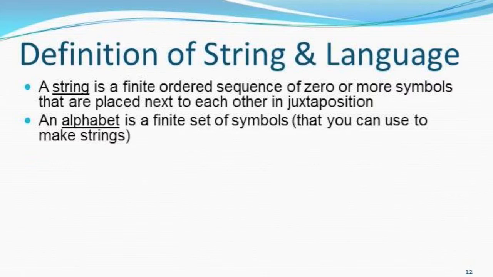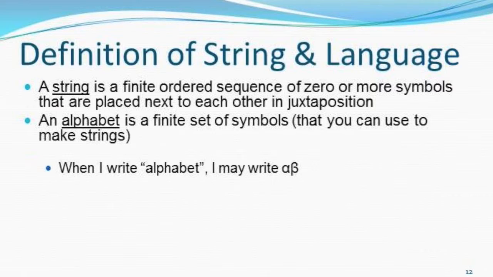Okay, so now more definitions. A string is a finite ordered sequence of 0 or more symbols that are placed next to each other in juxtaposition. In other words, it's pretty much what you've always thought of as a string, a bunch of characters. In this case, we're going to call them symbols placed next to each other. An alphabet is a finite set of symbols, and we can use our alphabets to make strings.